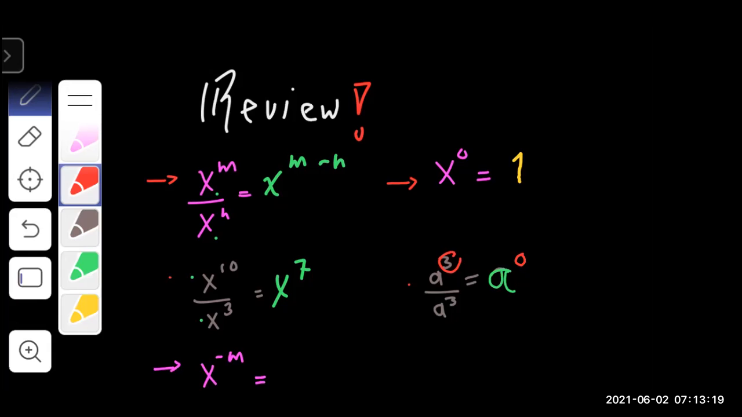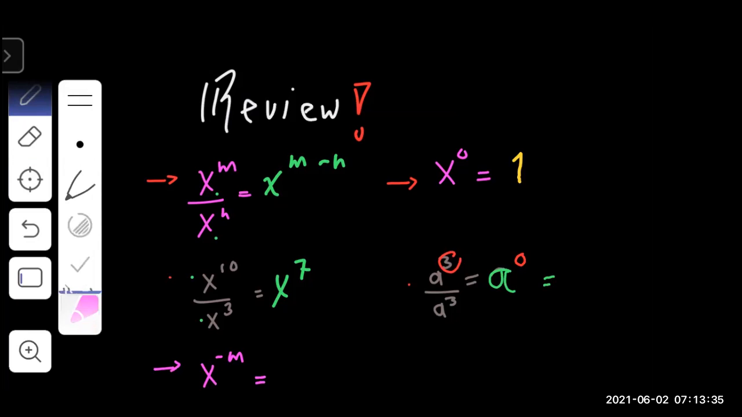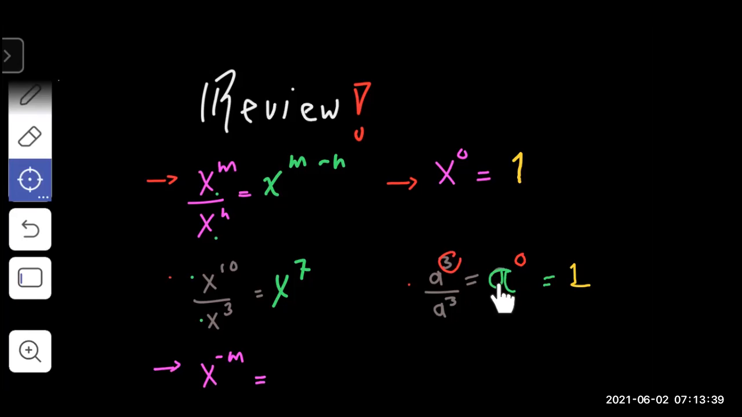But a raised to the 0 power doesn't seem to make sense. What is a raised to the 0 power? A to the 0 power will be just a 1, correct? That means 1. Whatever expression raised to the 0 power is 1.